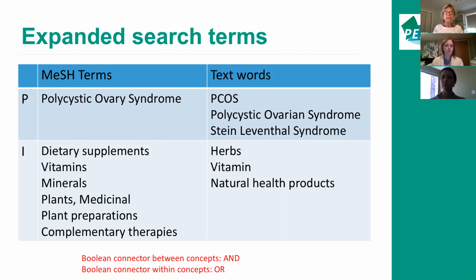So yes, we did a little search on polycystic ovary syndrome and dietary supplements. We could try polycystic ovary or Stein-Leventhal, and then combine those with plants, medicinal plant preparation. Complementary therapies was another one that came up as a MeSH term. So doing several little searches, but really focusing initially on where those systematic reviews are, can really help to hone in on the best available evidence.